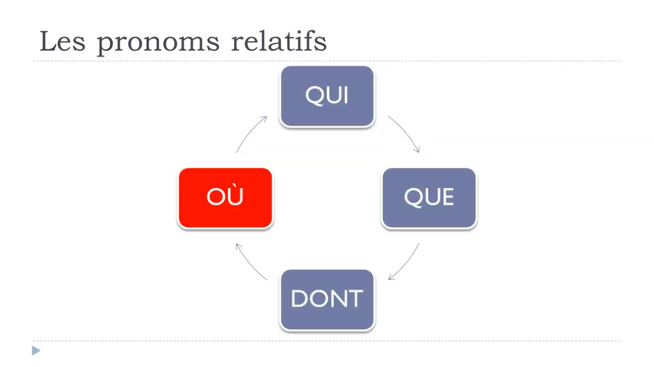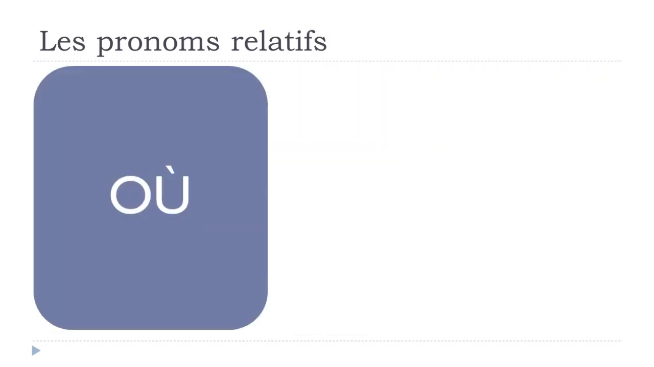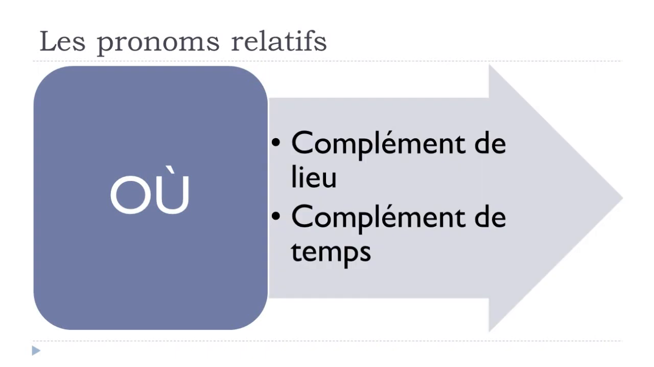Okay, and then où, the last one for this lesson. Où, you've got two options. Either you will use this où to replace what we call a complément de lieu, lieu is a place, okay? Or you will use it to replace un complément de temps, temps, time.